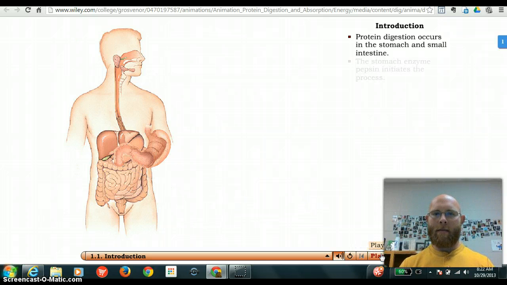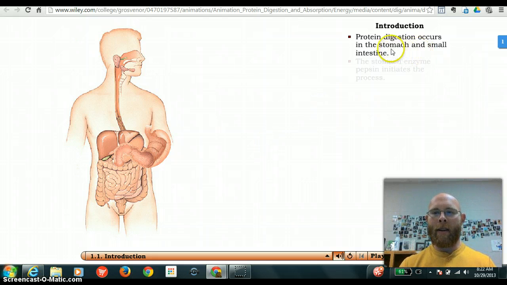That's important information. Sorry, we had an announcement there. But that's important because one of the things I expect you to be able to do is tell me when and where along the digestive tract proteins are digested, because these macronutrients become digested in different places.